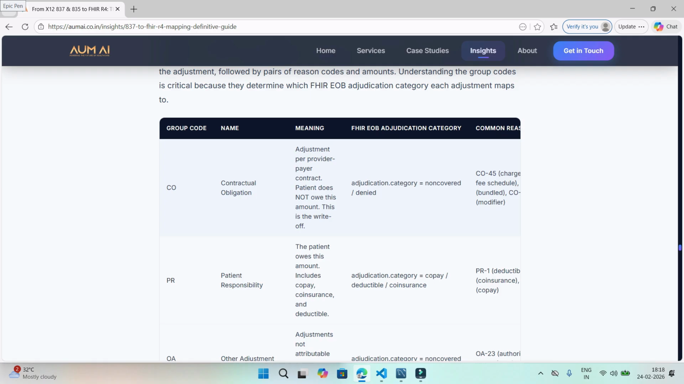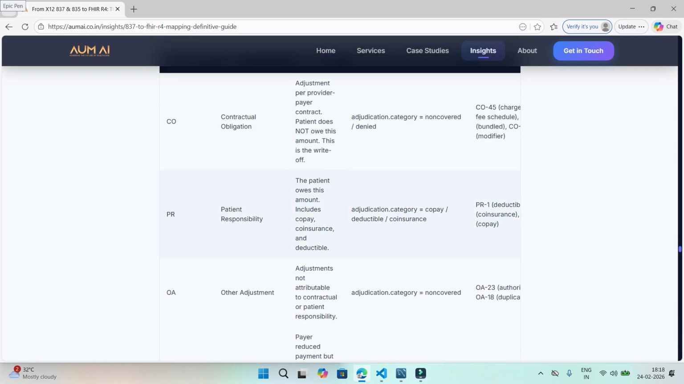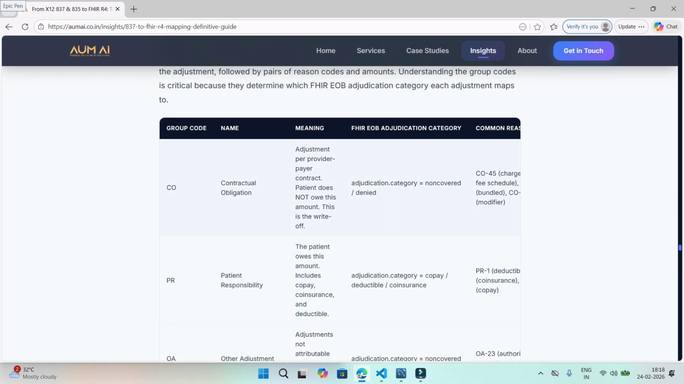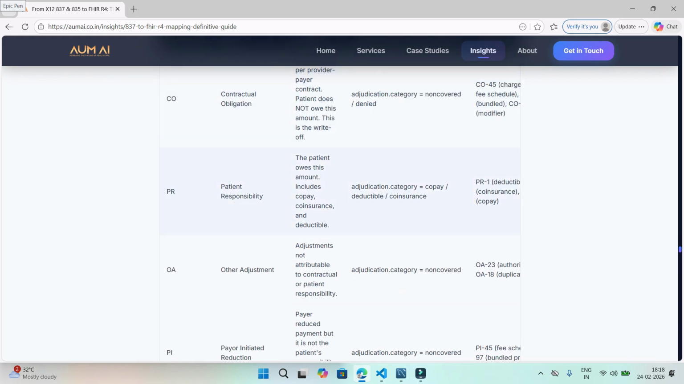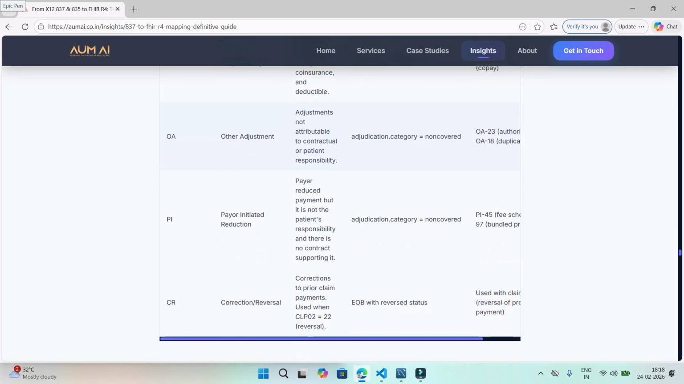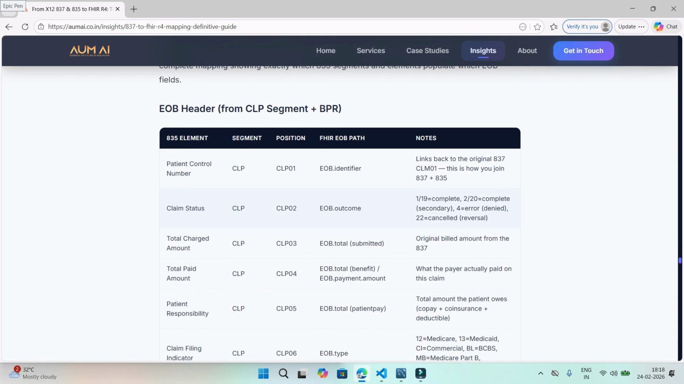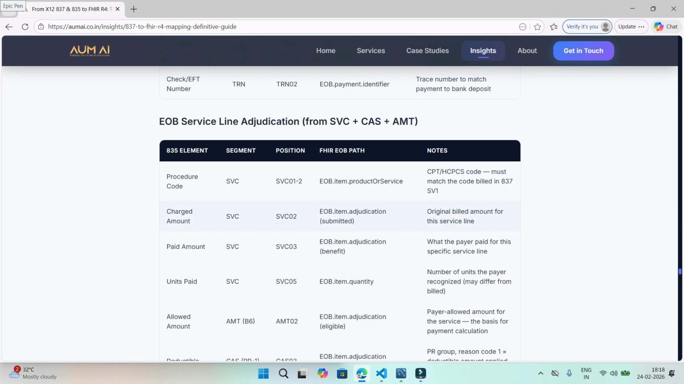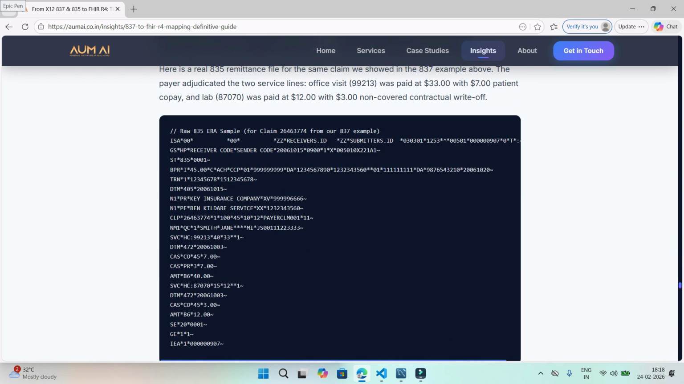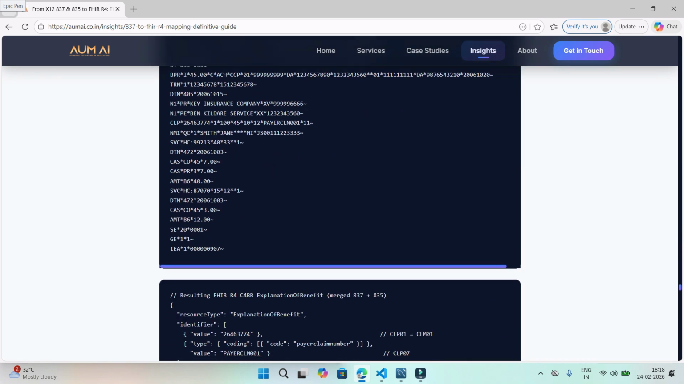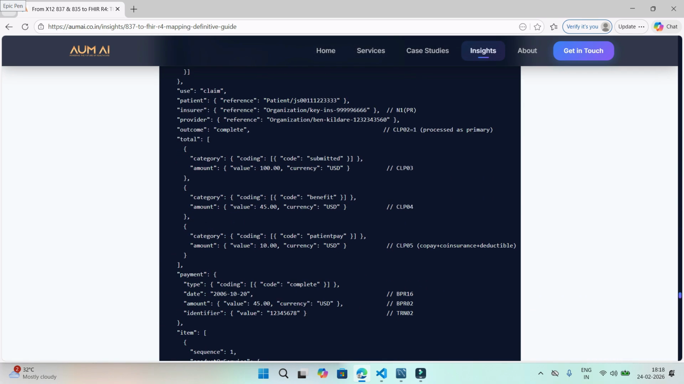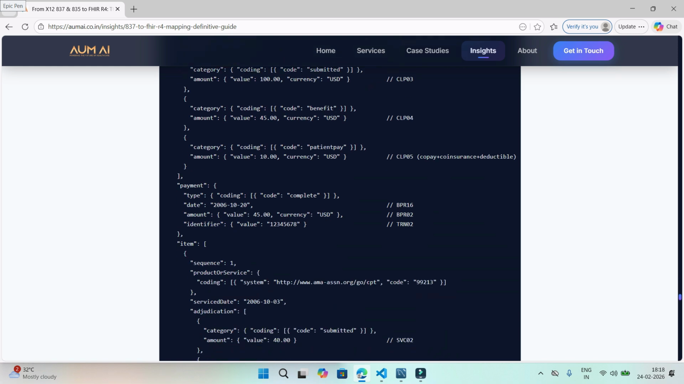And if you want to see the nanoscopic level of the 837 and 835, I've already put that into this blog. So I would encourage you to go through this blog, and if you are interested in getting the element level mapping details, this is the place you should look.